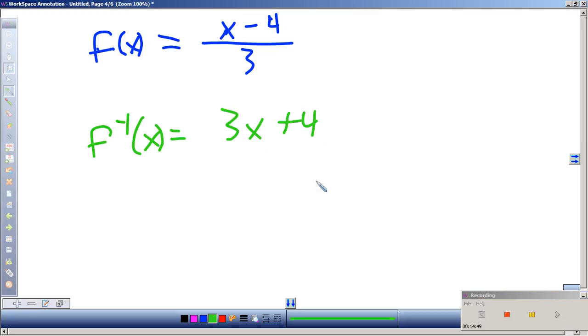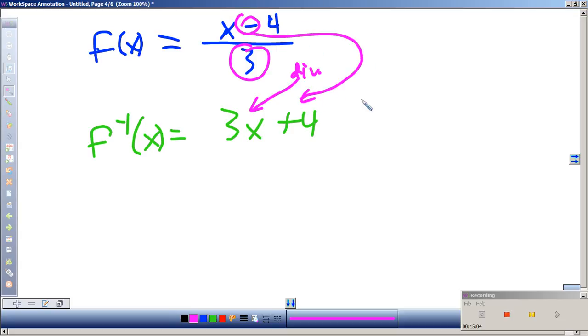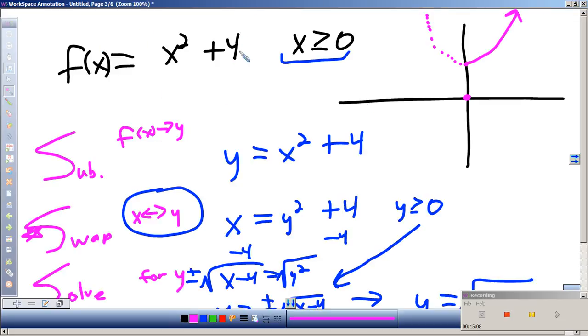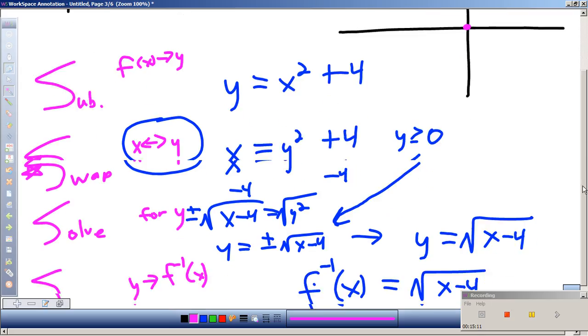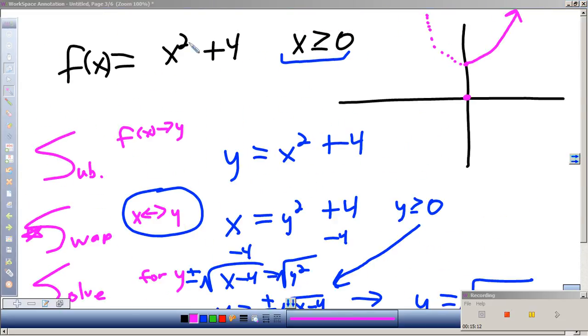Okay. And let's look at what is the connection between these two values? What were we doing with the 3 before? Division. What did it change to? Multiplication. What was it doing here? Subtraction. What did it change to? Addition. And let's go back to look at this one. We had an addition here. What did it change to? Subtraction. We had a squaring. What did it change to?